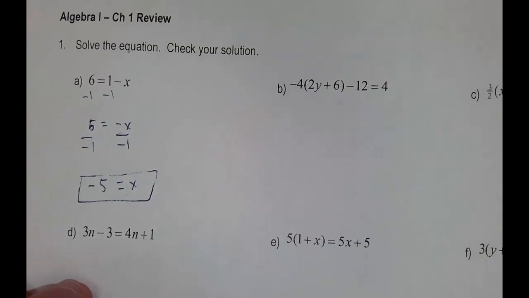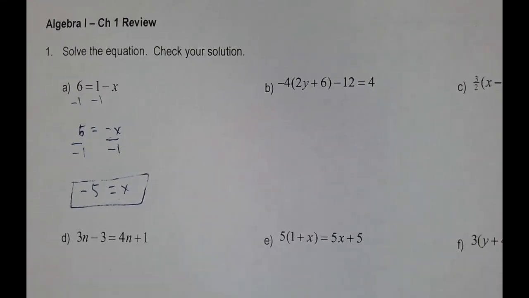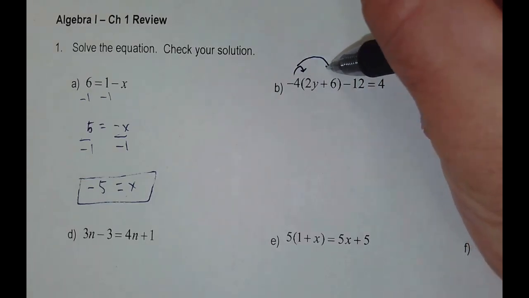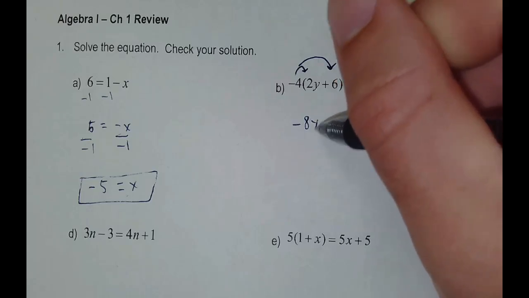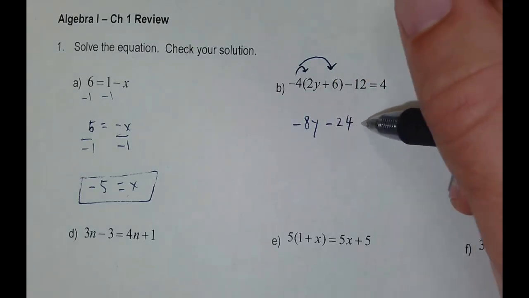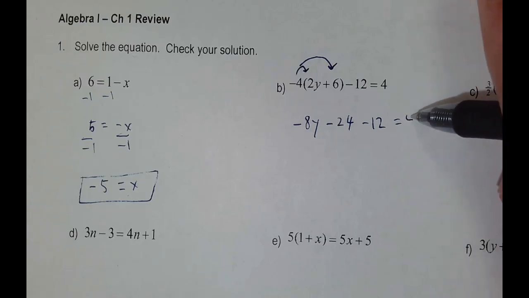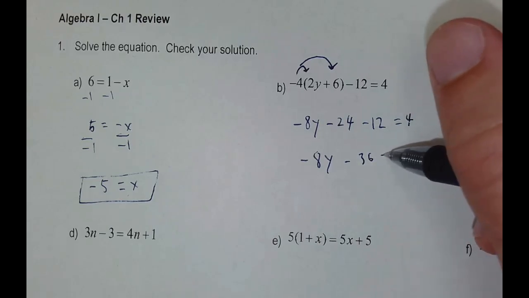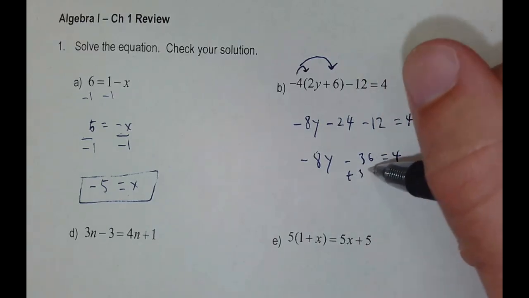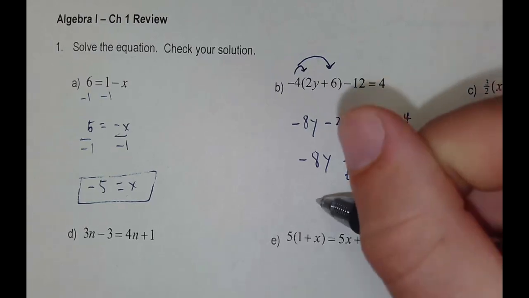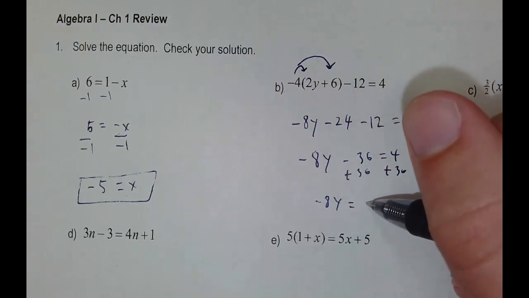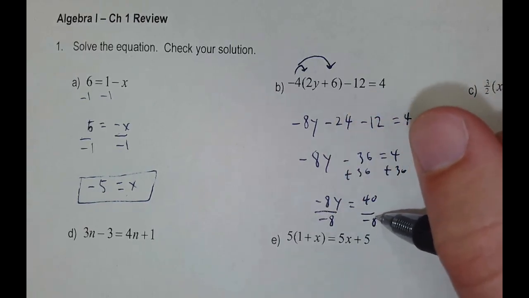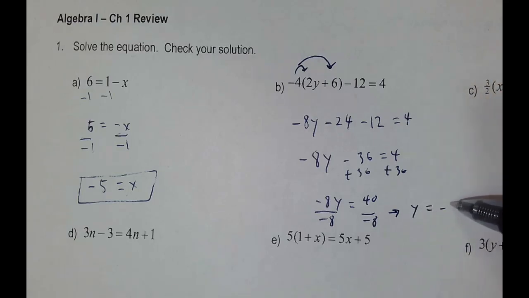Question B. Okay, this one is a little more challenging. We have some distribution, so we're going to distribute this negative 4 to the 2y and the 6. So we get negative 8y minus 24 minus 12 equals 4. We'll simplify this. Negative 8y minus 36 equals 4. We'll add the 36 both sides. Negative 8y equals 40. Divide both sides by negative 8. So y equals negative 5.